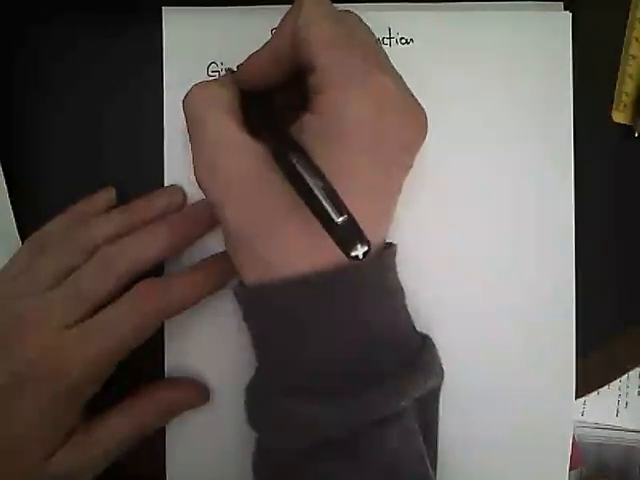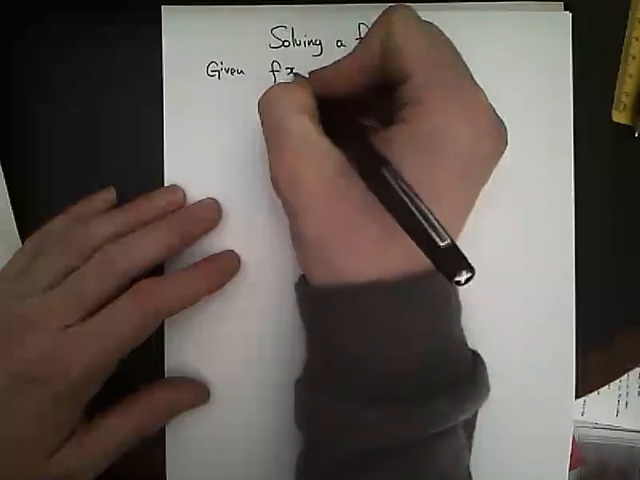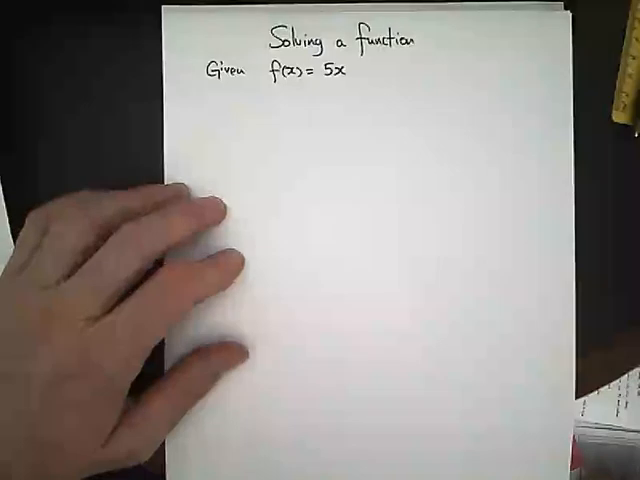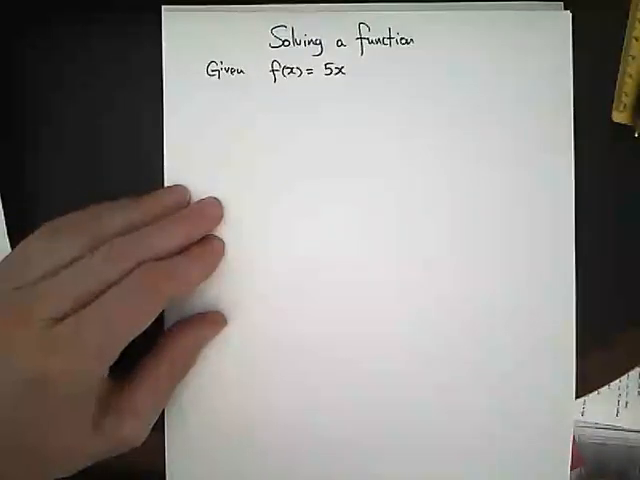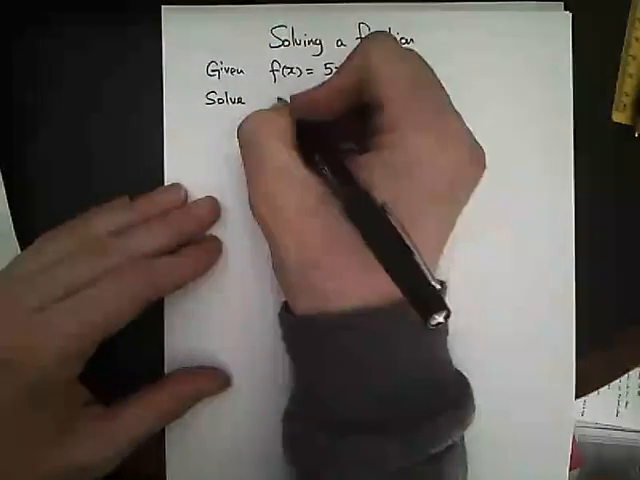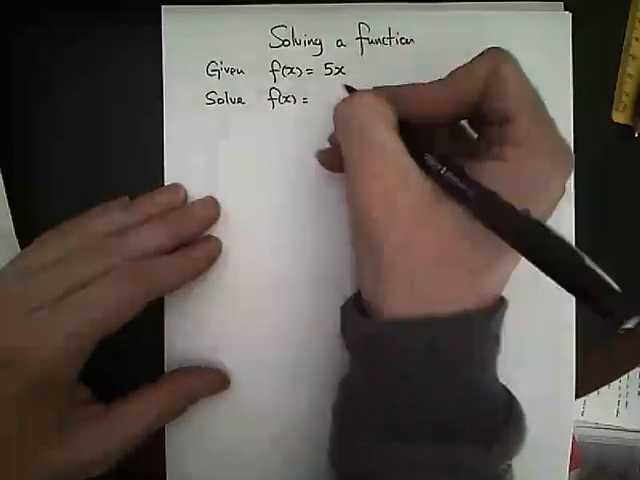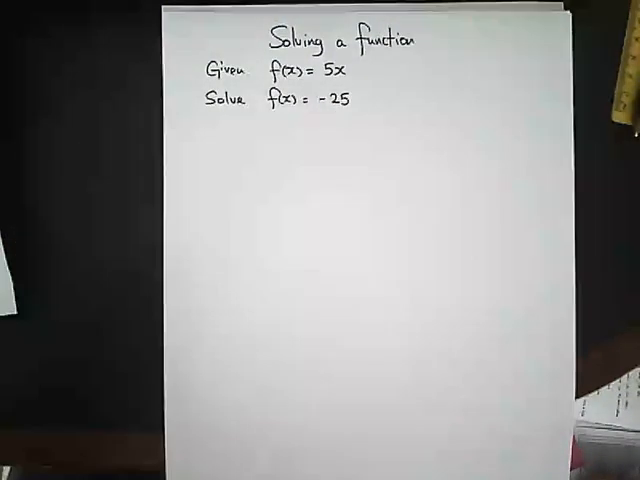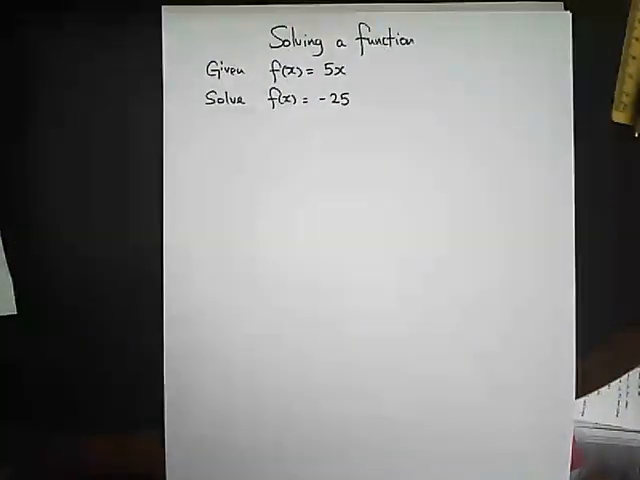So, here's a good example for you. Given f of x, my function in x, is equal to 5x, which is 5 times x. Solve f of x is equal to minus 25. So what I need to do here is find what value of x will give me minus 25. Okay, I started off with a relatively straightforward one.